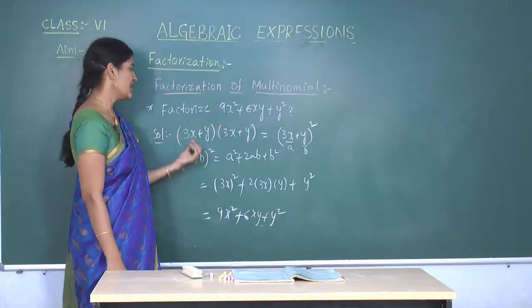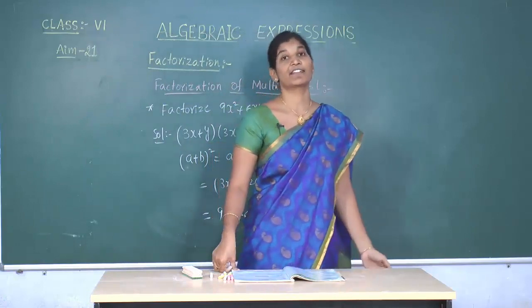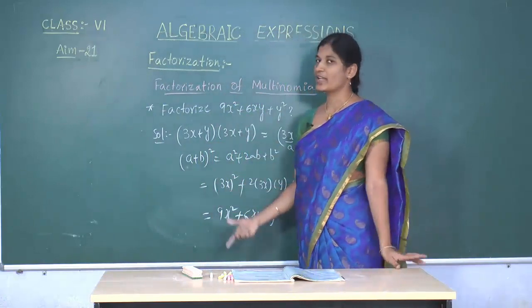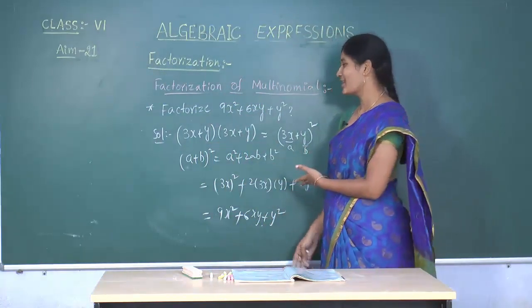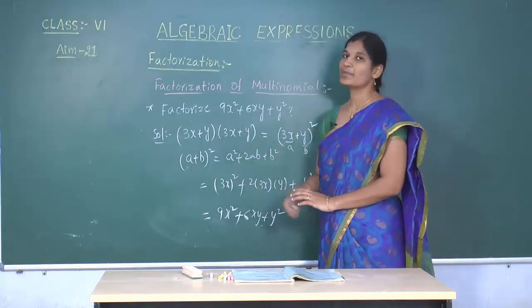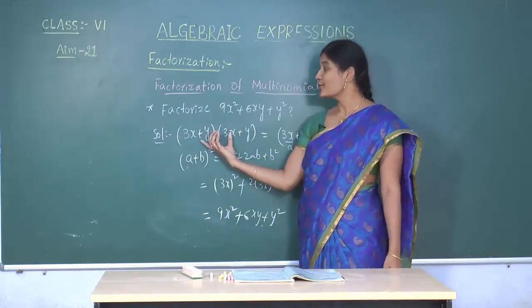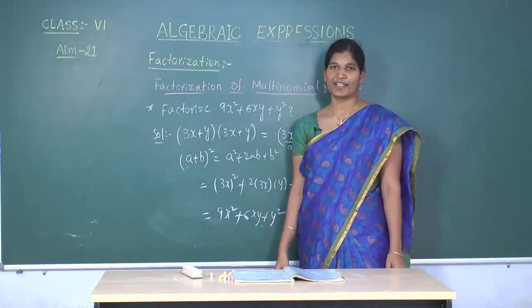So we can say (3x plus y) whole square, or (3x plus y) into (3x plus y), are the factors of the given multinomial. This is called the reverse multiplication of the factorization. So here we have to assume the two algebraic expressions.